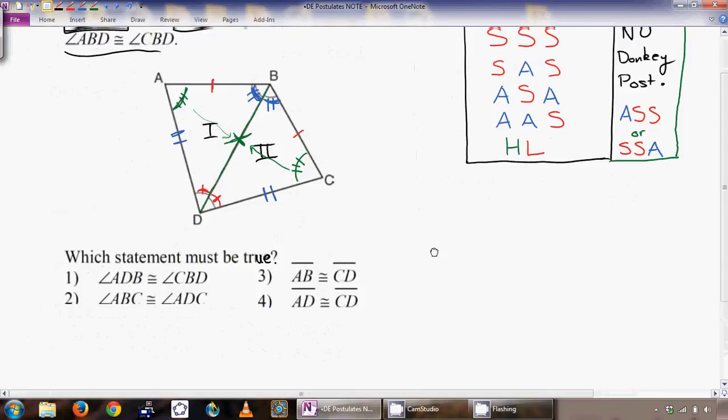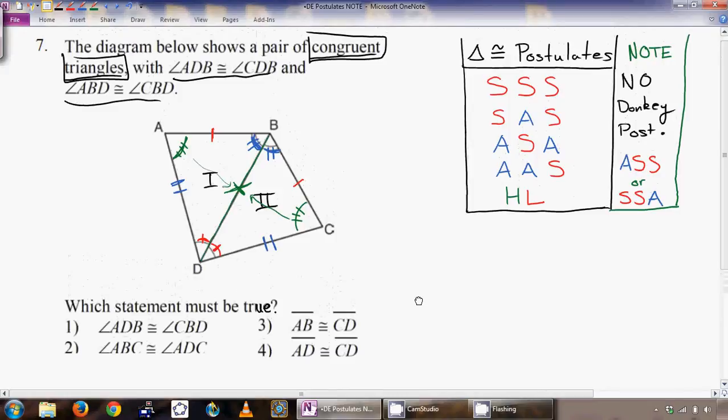So now I've got everything listed out here, and I'm ready to look at my multiple choice answers and rule them out. So let's just start with number 1. Number 1 says angle ADB, and I'll do this in black so it stands out amongst the rest. Angle ADB, this angle here, is congruent to angle CBD. Now, I got red here and blue there, then 1 tick mark and 2 tick marks. That clearly can't be right. So I'm going to rule that out.